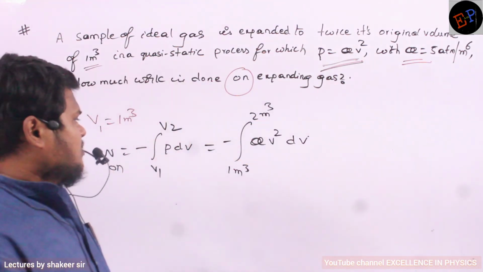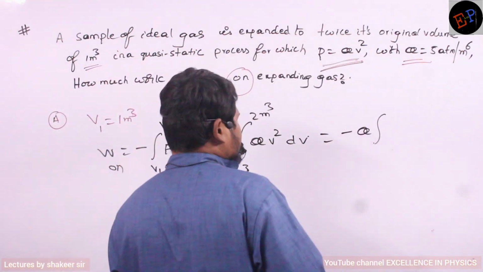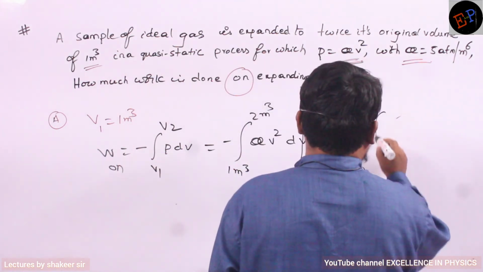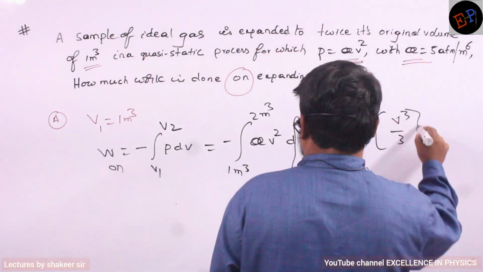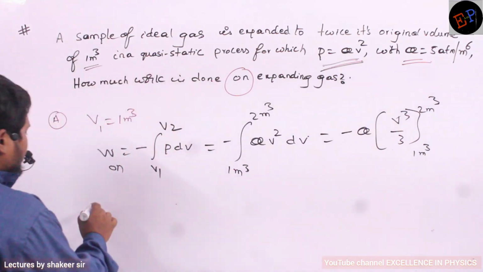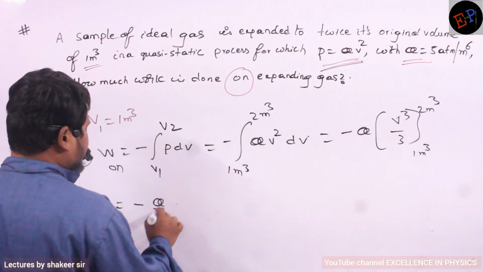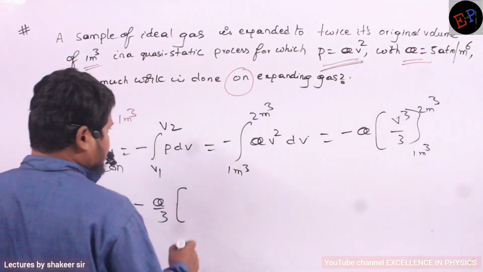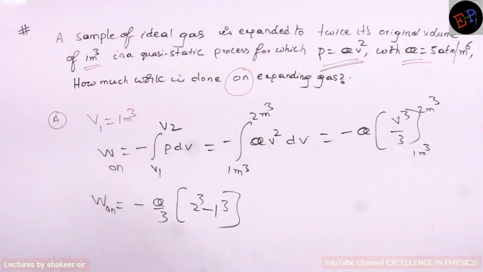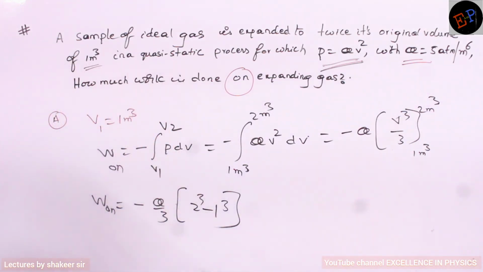Are you able to understand? So alpha is a constant, no? Take it out of the integration. So minus alpha integration of V square is V cube by 3, no? Or directly I will write integration of V square is how much? V cube divided by 3. Limits are applied from 1 meter cube to 2 meter cube. So therefore work done on the gas is minus alpha by 3 multiplied by, first you substitute the upper limit, so 2 cube minus 1 cube. That's all, no? Limits are 2 and 1 only. First substitute upper limit. 2 cube is 8 and 1 cube is 1 only.